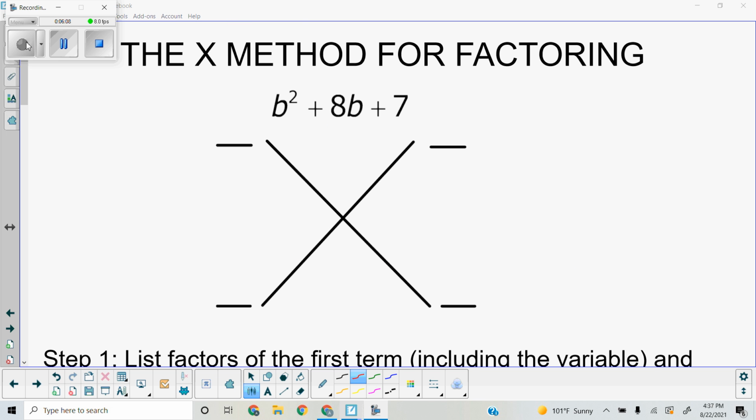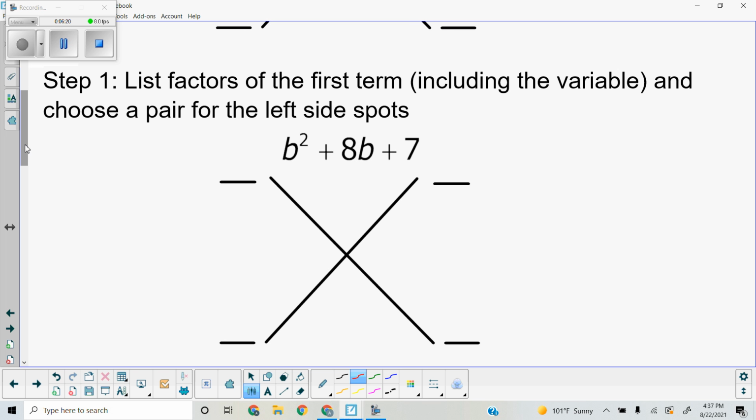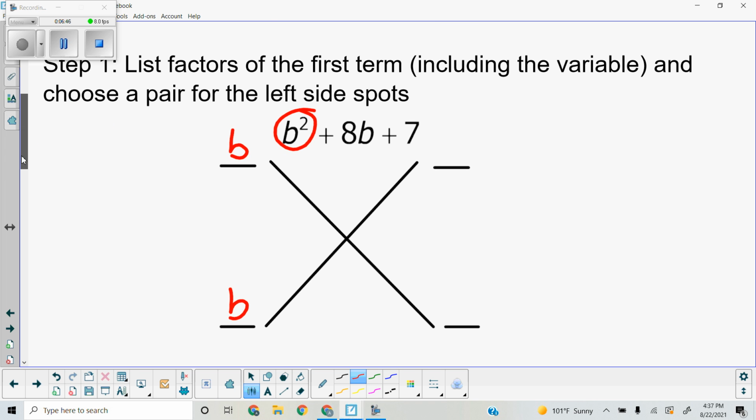Now we're going to factor using the x method. So, looking at our steps, step 1, list the factors of the first term, including variables. So our first term is b squared. So the factors, in order to get b squared, that would be b times b. So that was step 1, and we put those on the left side. Once again, how I got that is b times b equals b squared.